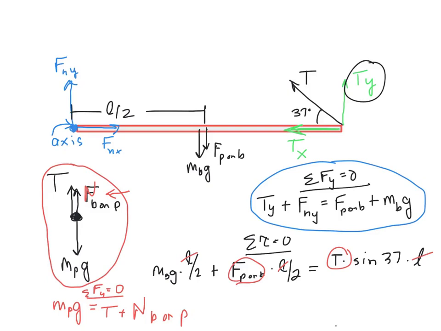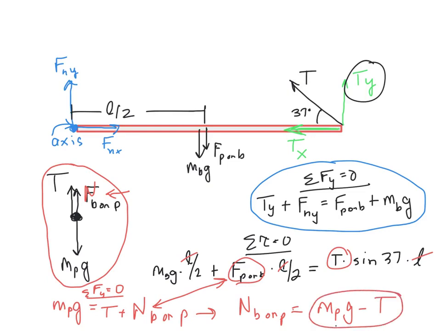Okay? But these two are equal. So if I'm trying to solve for the tension in the beam as one of the things I'm trying to solve for, I'm going to rearrange this equation and solve for the normal force of the beam on the professor, and then substitute for that and get rid of it. It's equal to mpg minus T. Now I can substitute that in and solve for the tension in that equation right there.